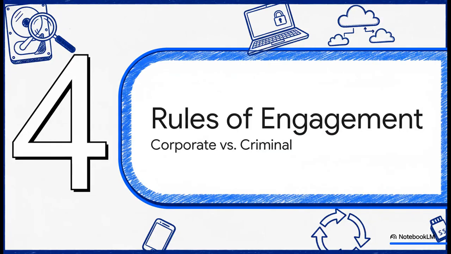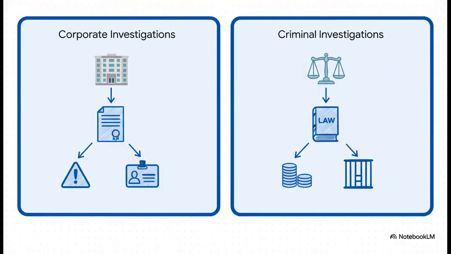All right, let's switch gears for a second. Because not every investigation is about tracking down some big-time criminal. Sometimes it's just about an employee who broke a company rule. And believe me, the way you handle those two scenarios is completely different. It all comes down to the goal. In a corporate investigation, the whole point is to enforce company policy. So the trigger might be something like an employee is gambling on their work computer. The outcome? Maybe a warning, maybe they get fired.